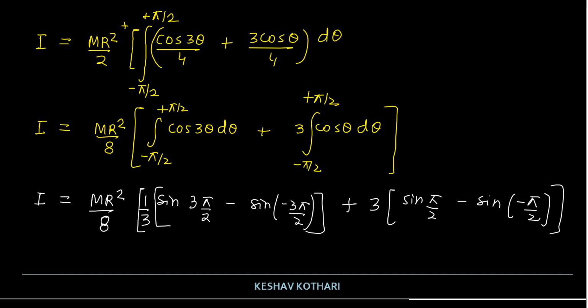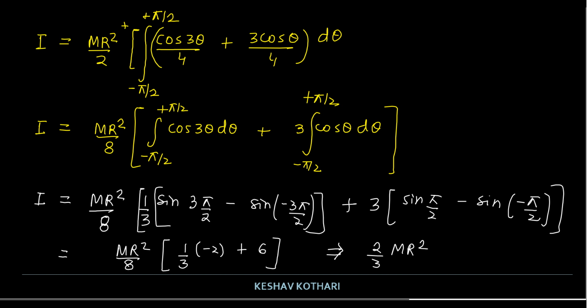So sine 3 pi by 2 minus sine of minus 3 pi by 2 is going to give us minus 2. That is, this expression will turn out to be minus 2 by 3, and sine pi by 2 is 1, sine of minus pi by 2 is equal to minus 1, so it will become plus 2. So this expression will become 6. So I can write it as mr square by 8, 1 by 3 times of minus 2 plus 6. On solving we are getting 2 by 3 mr square. So the moment of inertia of a hollow sphere about its axis passing through its center is going to be 2 by 3 mr square.